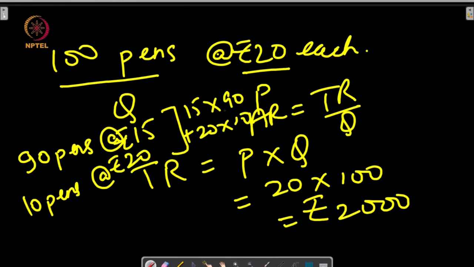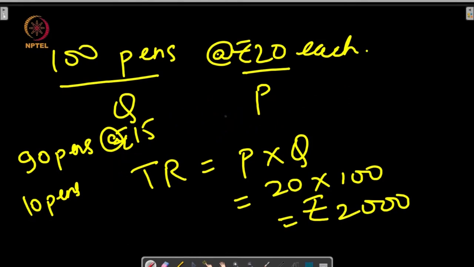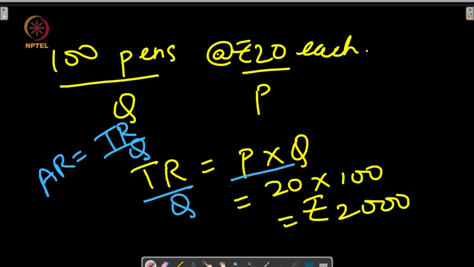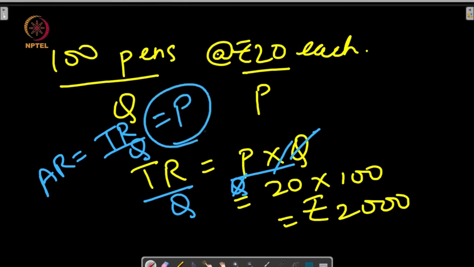Now, in our case, what we are saying is that the price is constant. So in this case, when we write that total revenue is P into Q and average revenue is total revenue divided by Q, then we will find that total revenue divided by Q is P into Q divided by Q, which is P. So the average revenue is the price at which the goods are being sold. Now, this is applicable in the case of a competitive market because the price is constant. But in the case of other markets, we can have an average revenue that is different from the price.